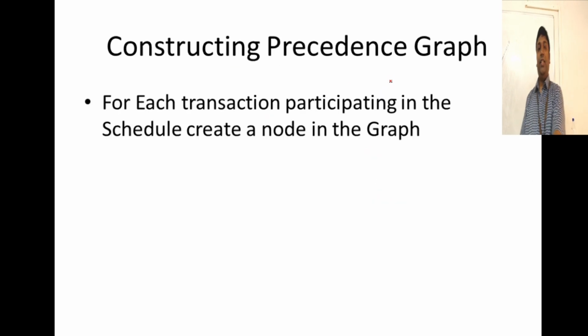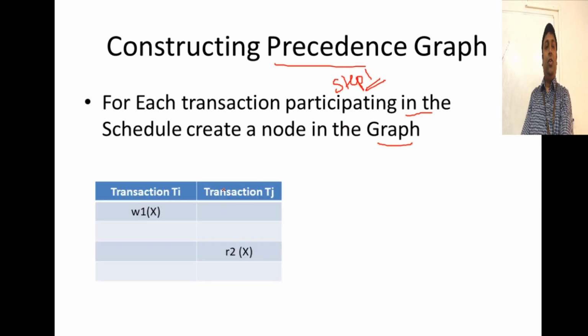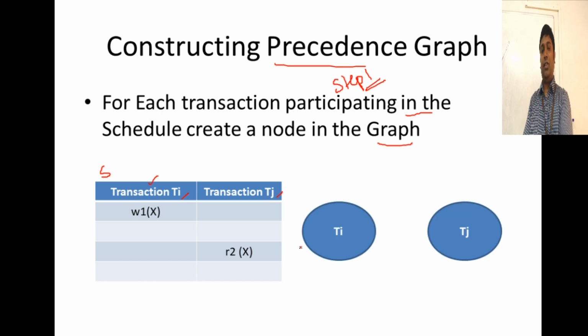Constructing precedence graphs: for each transaction in your schedule, you are going to create a node. That is step one. We have a schedule S given here. Say I have Ti and Tj, two transactions. The first step is to create nodes like this, Ti and Tj, in your graph.